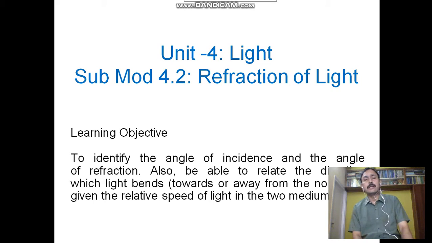The learning objective of this topic is to identify the angle of incidence and the angle of refraction. Also, be able to relate the direction in which light bends towards or away from the normal, if given the relative speed of light in the two media.